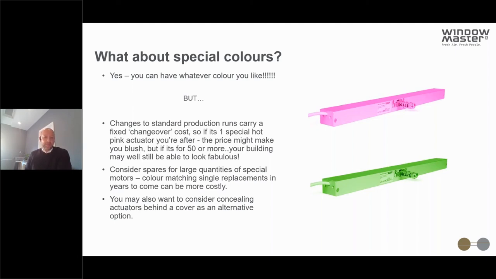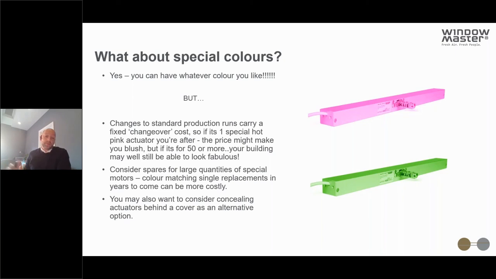But if you're looking at a larger scheme with 50, 100 motors or more, then quite often we do produce special motor colors with no issues at all, and your building can indeed look fabulous after all. Sometimes on the bigger schemes, it's a good idea to consider contingency spares as well, should they be required in the future, because color matching single replacements in years to come can be a costly exercise. So quite often that's done up front.